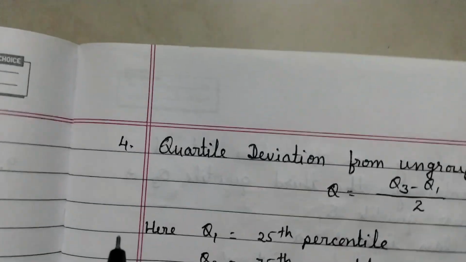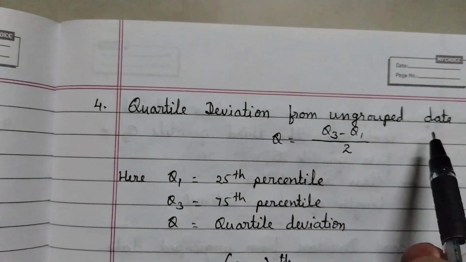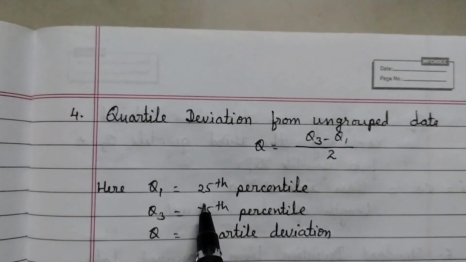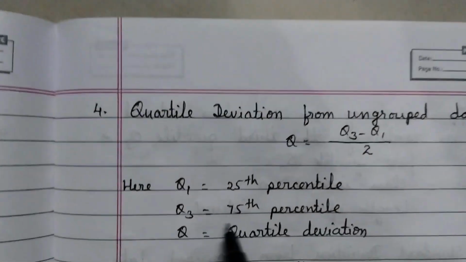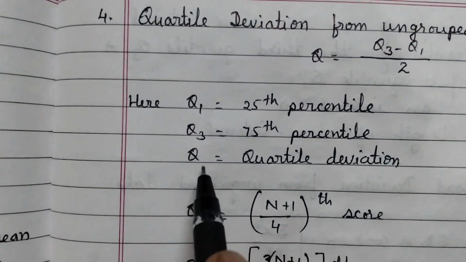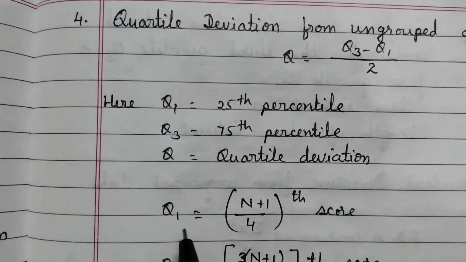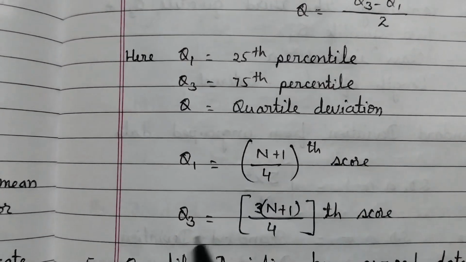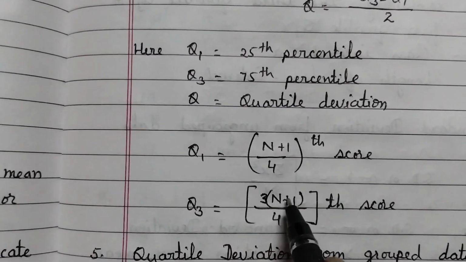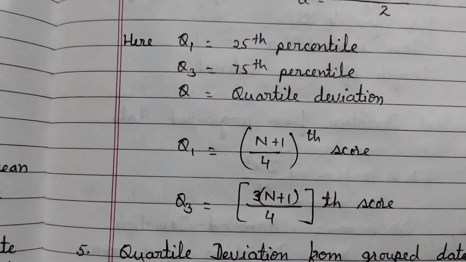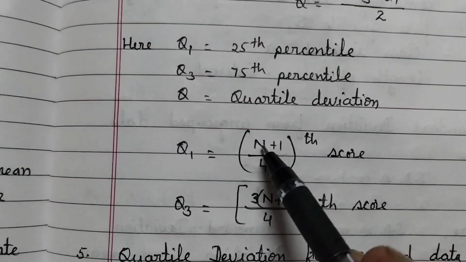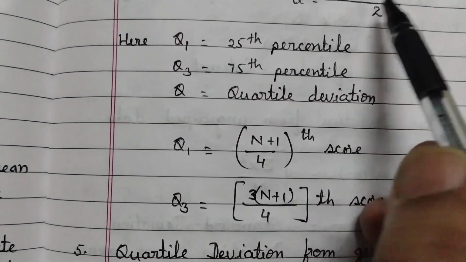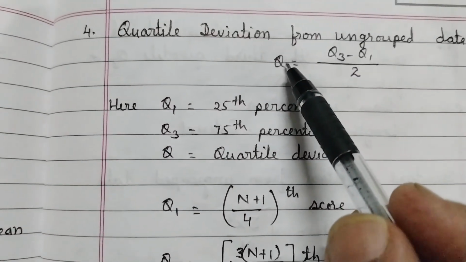Formula 4, quartile deviation from ungrouped data. Q is equal to Q3 minus Q1 divided by 2. Here Q1 is equal to 25th percentile, Q3 is equal to 75th percentile, Q is equal to quartile deviation. How is Q1 to be calculated? Q1 is equal to (n plus 1) divided by 4th score, and Q3 is equal to 3 within bracket (n plus 1) divided by 4th score. N is the number of scores. So putting the values of n here, we will have Q1 and Q3, and substituting the values of Q3 and Q1 in this equation, we have the quartile deviation Q.